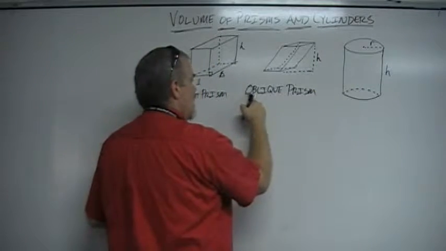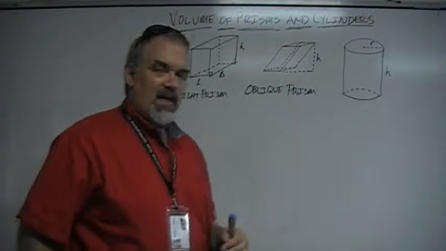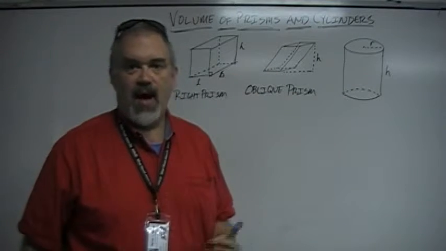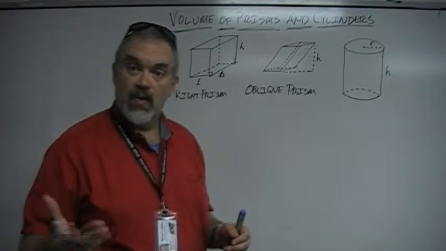That's O-B-L-I-Q-U-E, an oblique prism. And when we have a prism that has a round top and a round bottom, it's not really a prism, but it's just like a prism, but instead we call it what? We call it a cylinder.